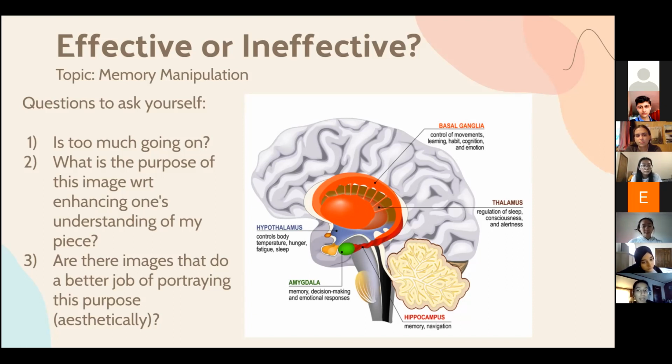Or it could be something that actually clarifies something that was confusing in your article. So that's something to keep in mind when you're looking for images for your article. And then, are there images that do a better job of portraying that purpose aesthetically? Like between this one and the photo before, I feel like this is less flat. It has more gradations, like there's more shading and it pops out a little more.